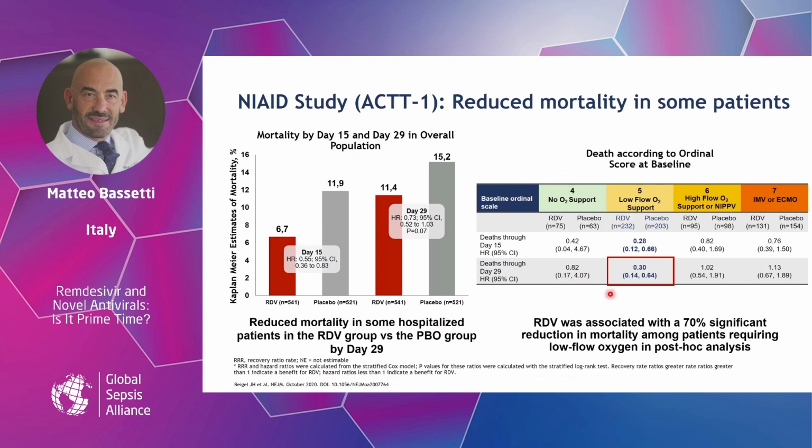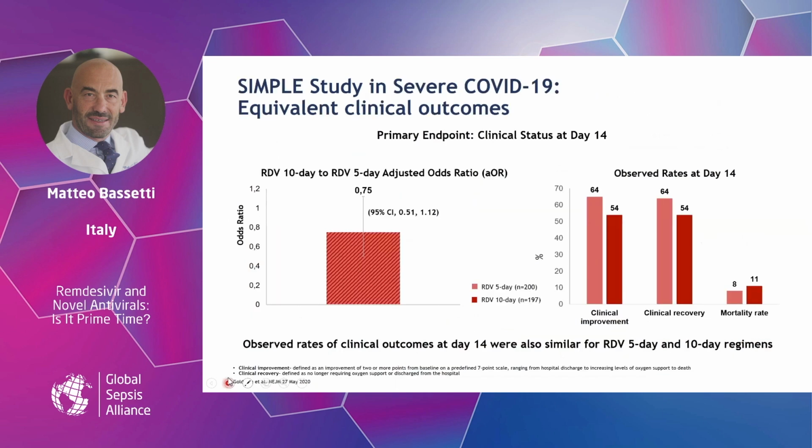You can see, particularly in this setting, there was protection, particularly in patients on low-flow oxygen. Remdesivir was associated with a 70% significant reduction in mortality in this type of patients. So from this first study by Beigel, I think the data were quite encouraging for the drug.